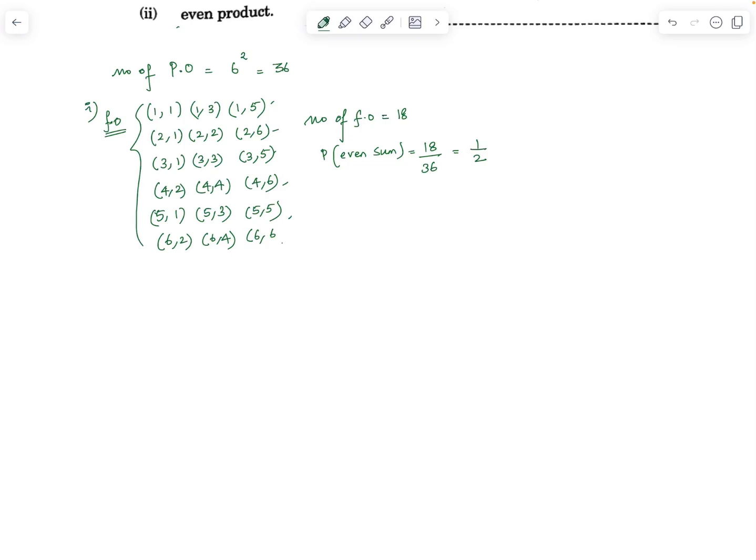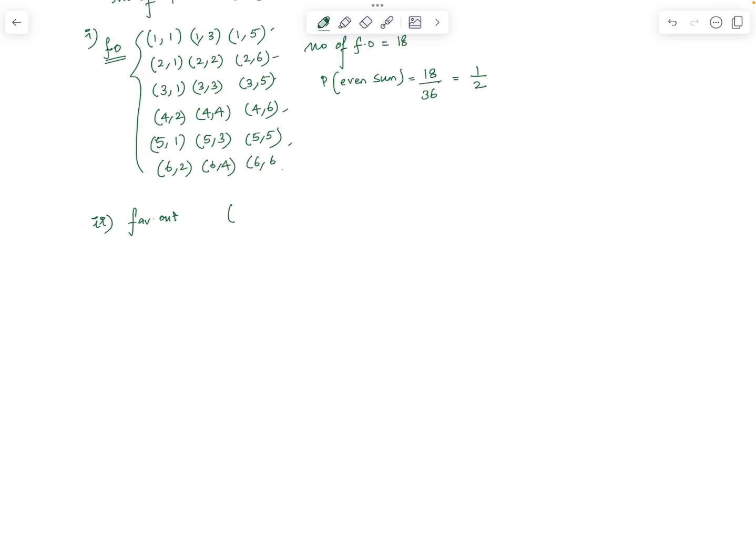The second one is we have to figure out the probability of getting an even product. Suppose if the first die throws 1, the second should be 2. So now 1 into 2 gives 2, which is even. Same way we have to look out for numbers which give us an even product. 1 comma 4, 1 comma 6, and with an even number, if we multiply any number we will get an even number.